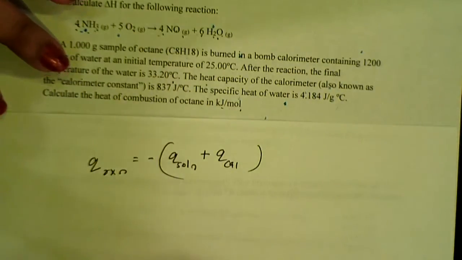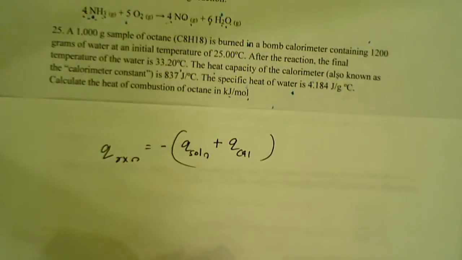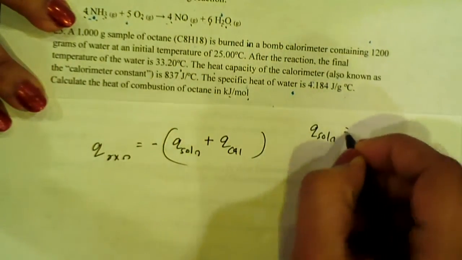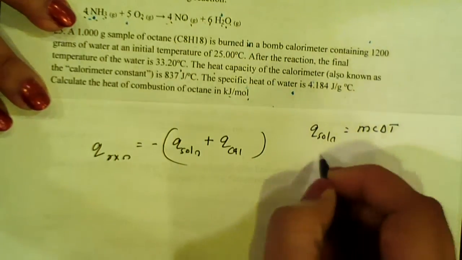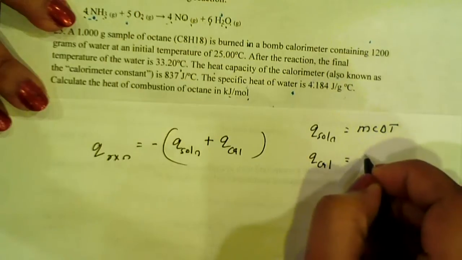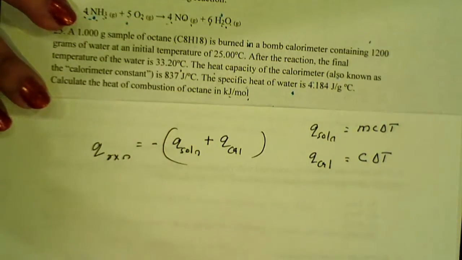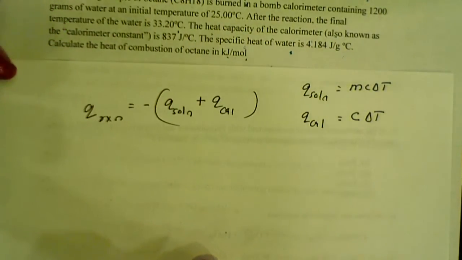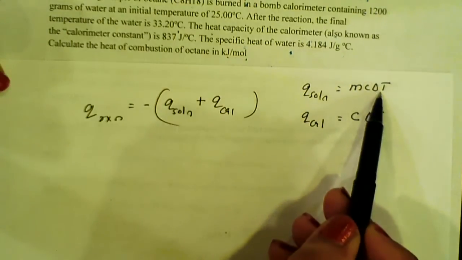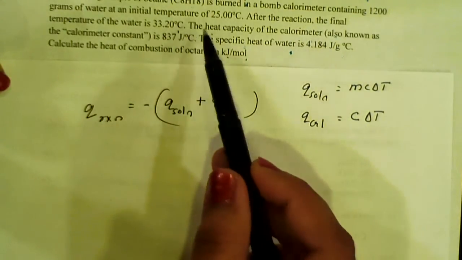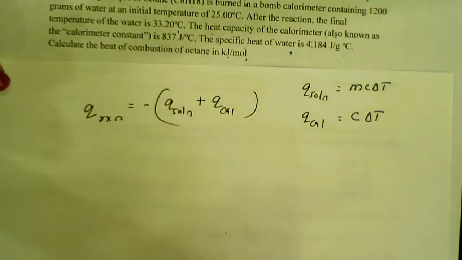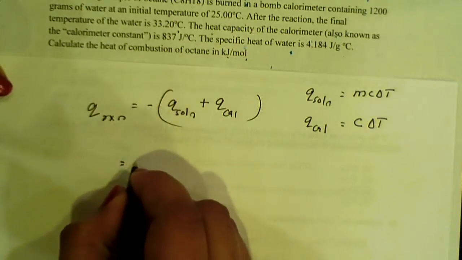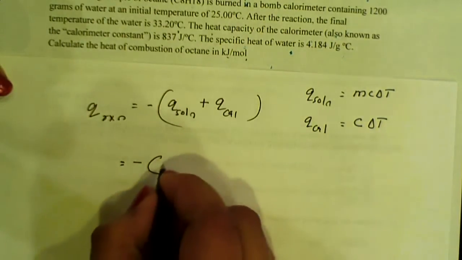So this reaction is happening in the bomb calorimeter, but there is a solution also present there. Water is also present there. So Q reaction will be the negative of Q solution plus Q calorimeter. It's not just the calorimeter, but there is solution also present, so you have to consider both. For Q solution, you use the equation mc delta T, and for Q calorimeter, you use heat capacity times the delta T.